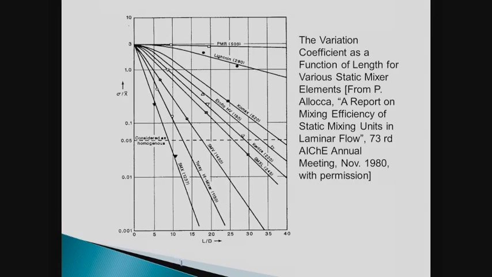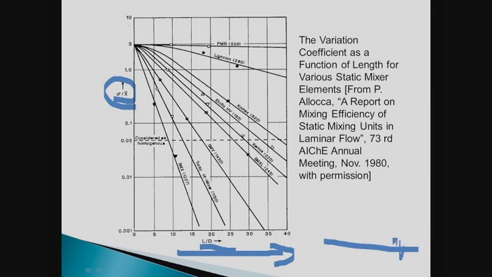But let's go to optimum sloppiness again. I always was impressed with this report, mixing efficiencies of static mixers. Let's explain what the y-axis is. This is a mixing index. The lower this number is, the more mixed it becomes. And this is the length to diameter ratio of the static mixer, the length of the static mixer to its diameter.